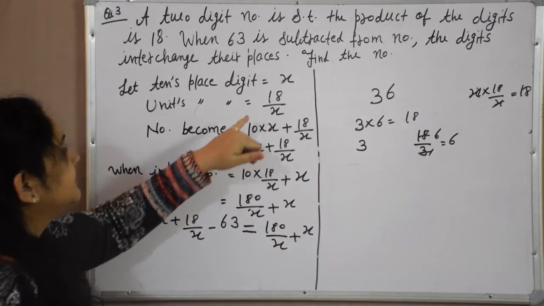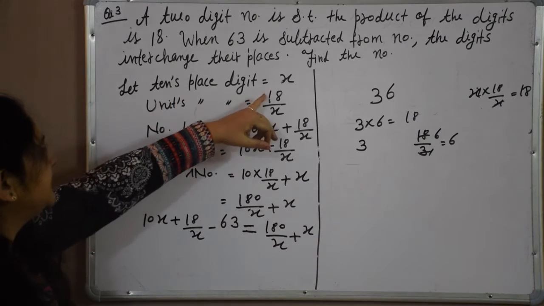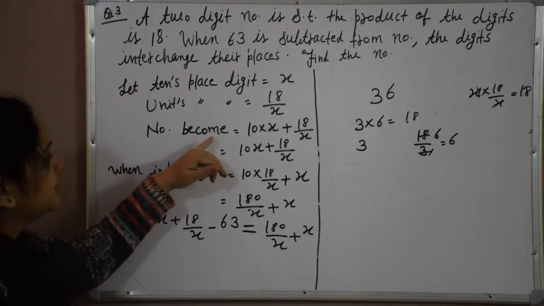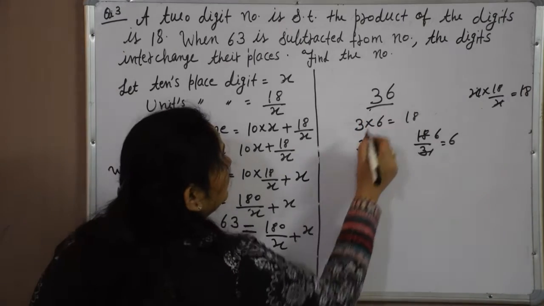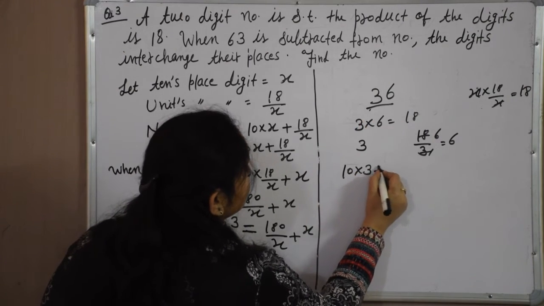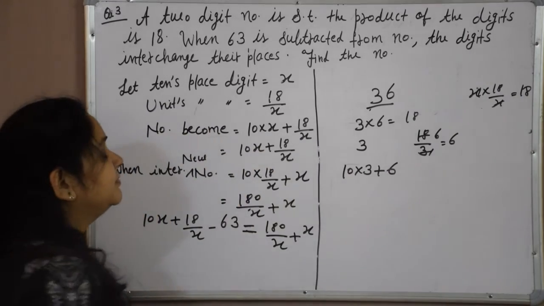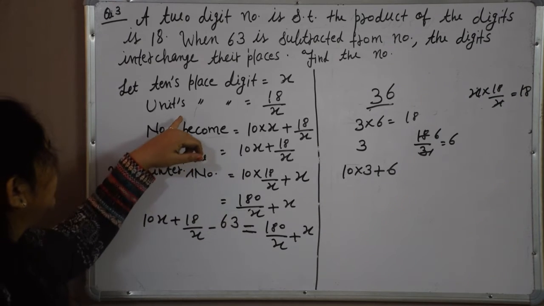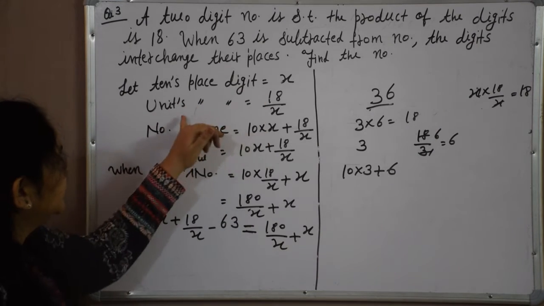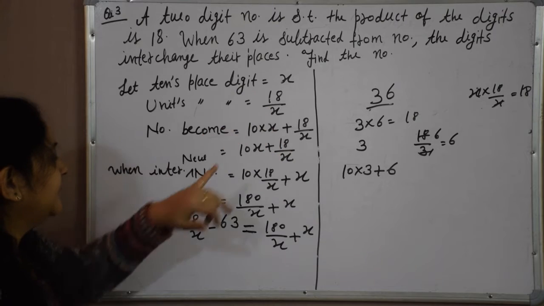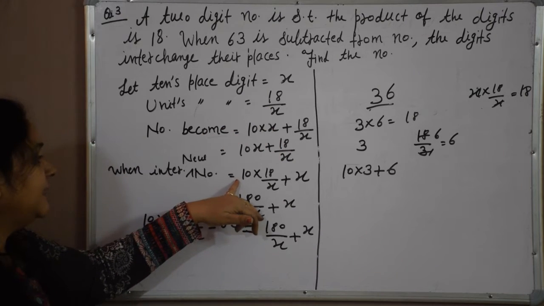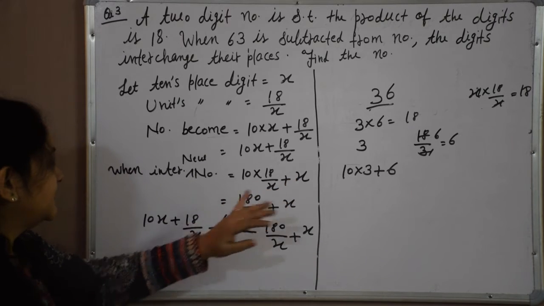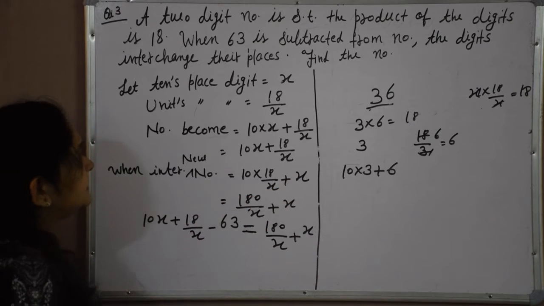Same in the case of variables also: the tens place digit we already know is x, and the units place digit will be 18 by x. So our number becomes 10 into x plus 18 by x, just like 10 into 3 plus 6. But if we change their places, the units place becomes x and the tens place becomes 18 by x. So we multiply 10 into 18 by x, plus the units place, we add x: 180 by x plus x.